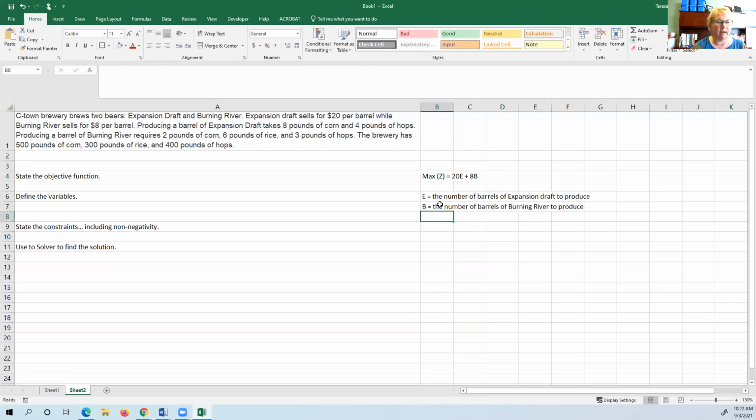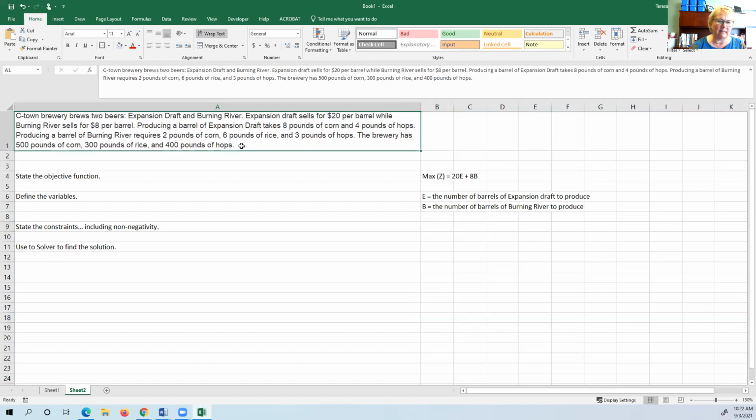Okay, so now I have defined my variables. Now I need to state my constraints. So I'm going to finish reading the problem. Producing a barrel of Expansion Draft takes 8 pounds of corn and 4 pounds of hops. Producing a barrel of Burning River requires 2 pounds of corn and 6 pounds of rice and 3 pounds of hops. The brewery has 500 pounds of corn, 300 pounds of rice, and 400 pounds of hops.